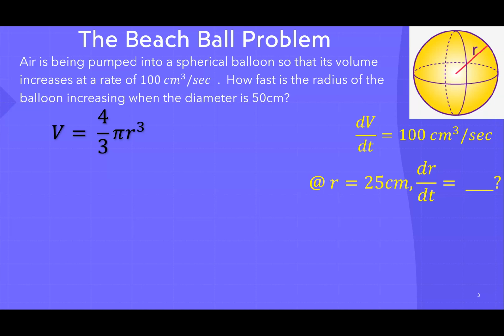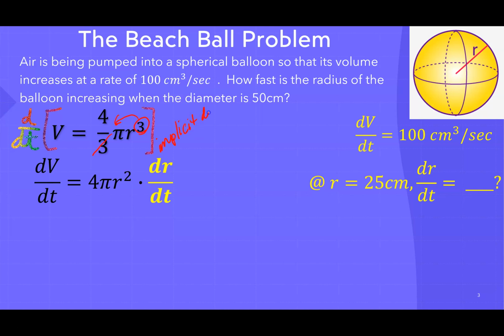Well, we are going to use implicit differentiation to take the derivative of both sides of that relationship. And we will obtain dV dt is equal to, move the 3 down and divide out with that 3, so we will have 4 pi r squared dr dt. Okay, so that right there is implicit differentiation, something that we should have learned before this unit.